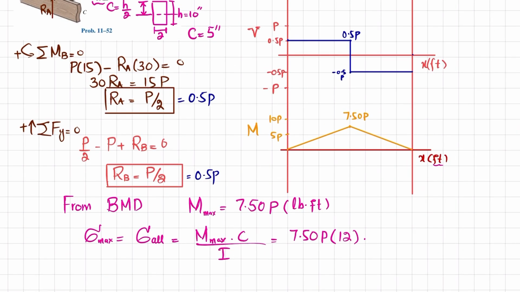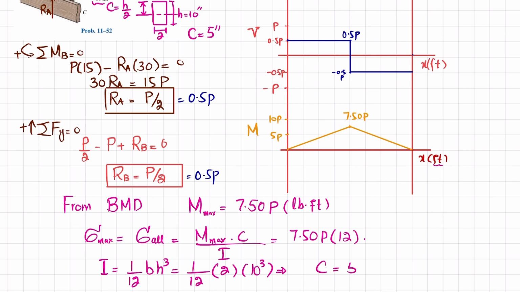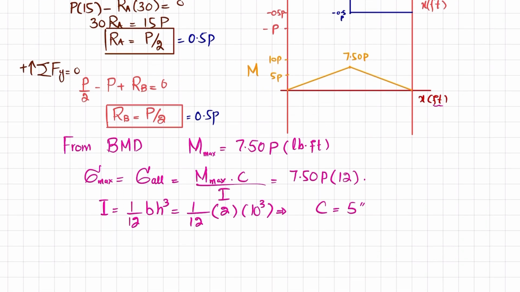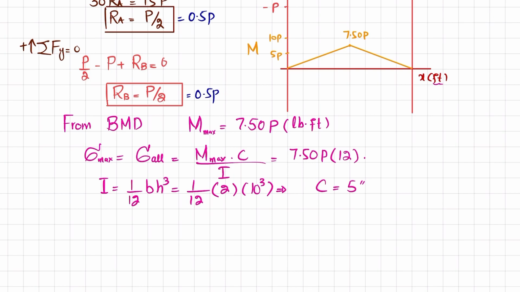Also, I is equal to 1 over 12 BH cube. Clear? So 1 over 12, B is 2 inch and H is 10 inch, so 10 cube. Clear? And C is equal to 5 inch. So you can put it in this formula, that allowable stress is equal to maximum moment into C divided by I.